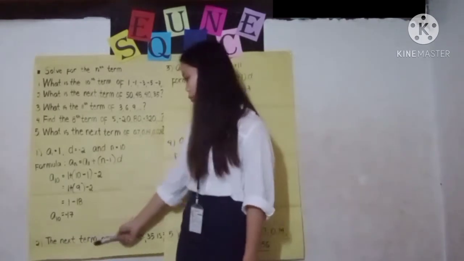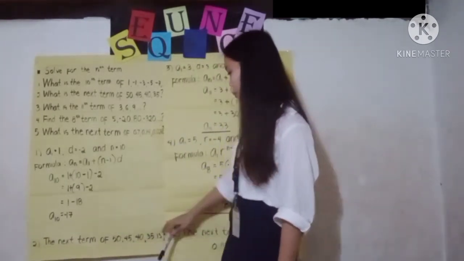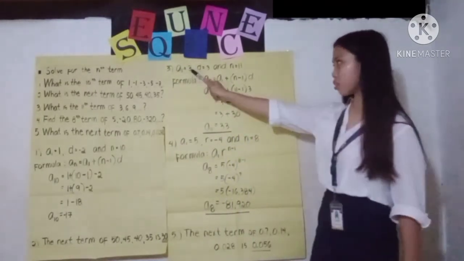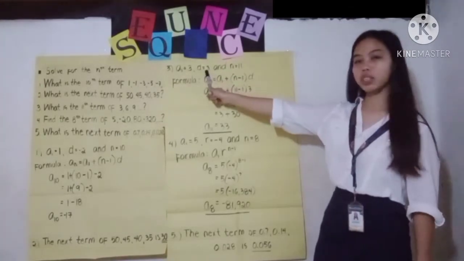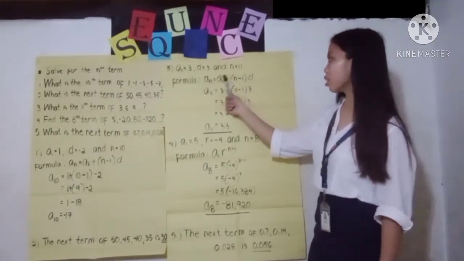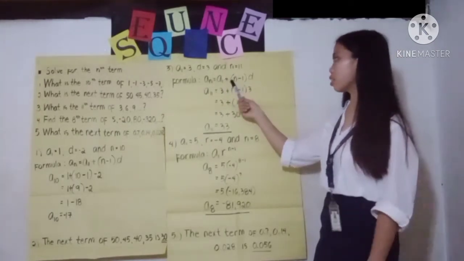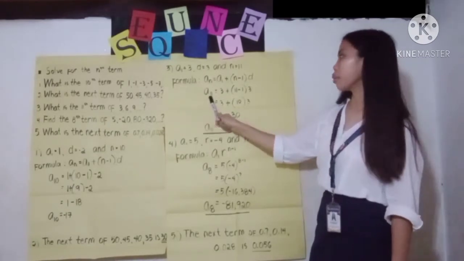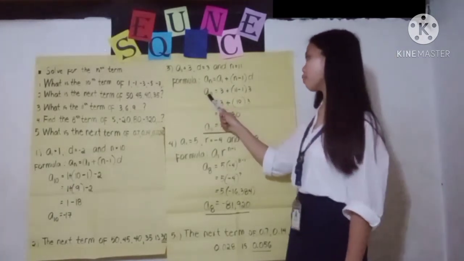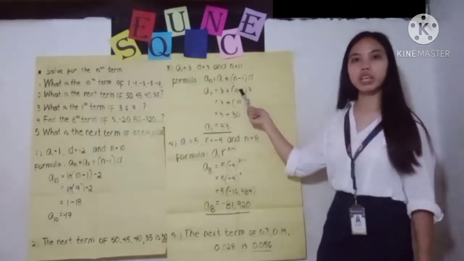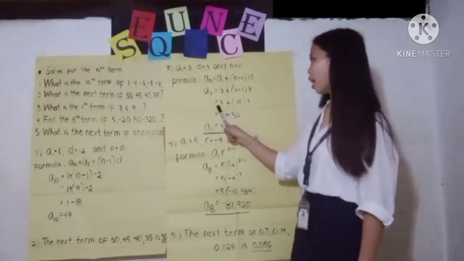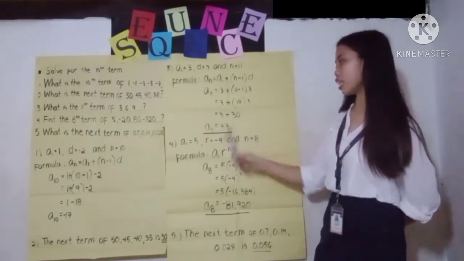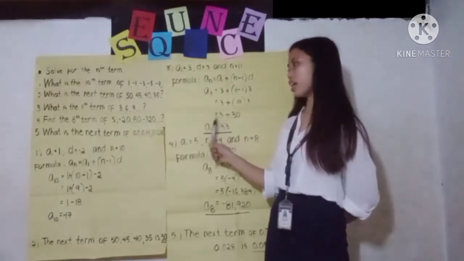Number 2, the next term of 50, 45, 40, 35 is 30. So number 3 is a sub 1 equals 3. Our d is equal to 3 and n is equal to 11. Our formula, a sub n equals a sub 1 plus the quantity of n minus 1 times d. So substitute all the given values. A sub 11 equals 3 plus the quantity of 11 minus 1 times 3, then 3 plus the quantity of 10 times 3 equals 3 plus 30 is 33. So this is our a sub 11.